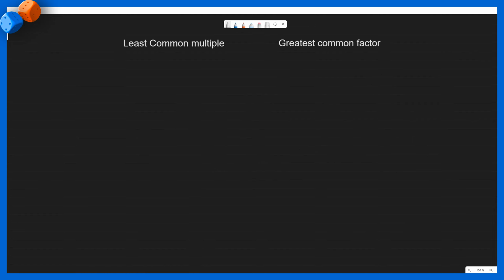Here's what you have to do to get the least common multiple between two numbers and the greatest common factor between two numbers. Let's say we want to calculate the least common multiple between 252 and 60. I have to factorize them, which is 2 to the power of 2 times 3 to the power of 2 times 7, and 60, which is 2 to the power of 2 times 3 times 5.